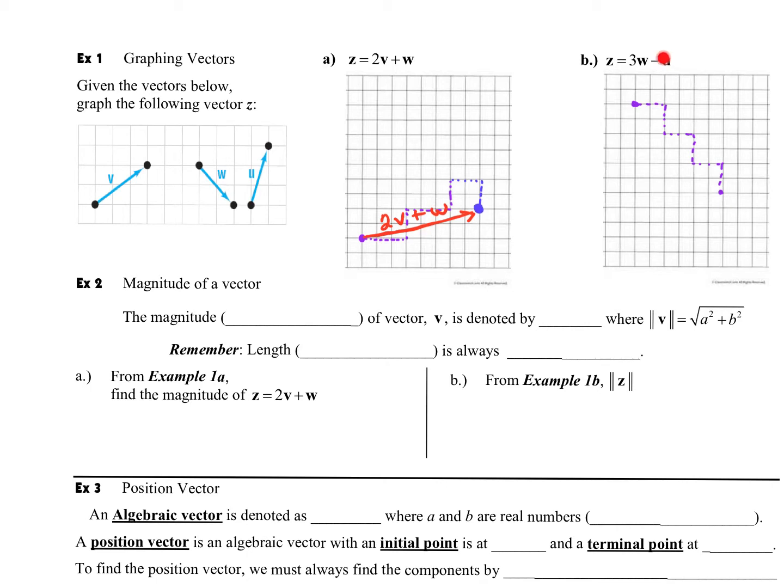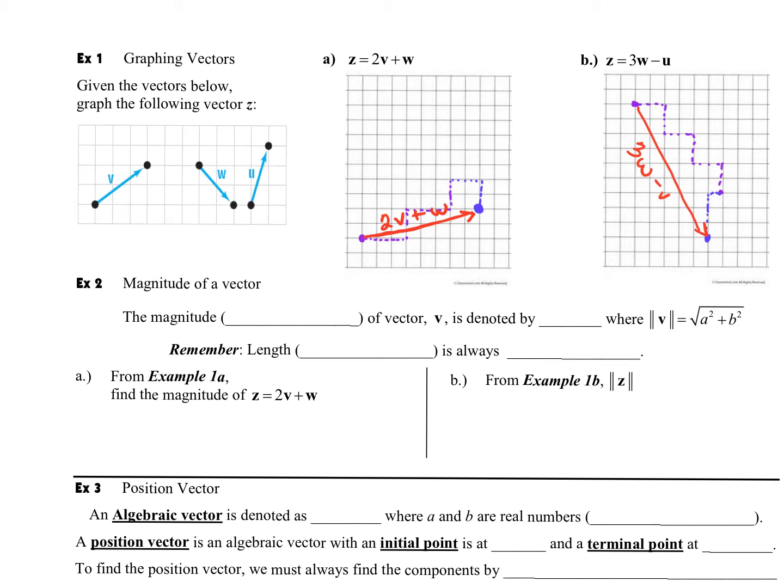Now, this one's important. I want to subtract a u. So when I look at my u, the u is over 1 and up 3, but I want to do the opposite of that. So I'm going to go back 1 and down 3 when I do that u. So I'm going to go back 1 and I'm going to go down 3, and that's going to get me to my new location. So if I connect my initial point to my terminal point, this right here represents 3w minus u. So if you're just asked to graph, this is all that you need to do.